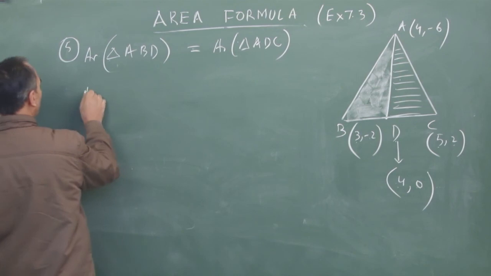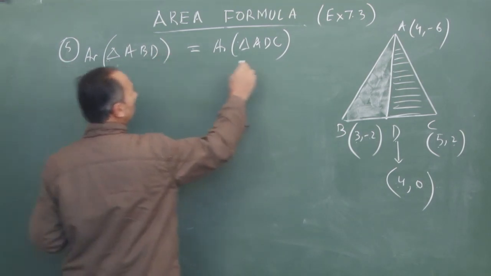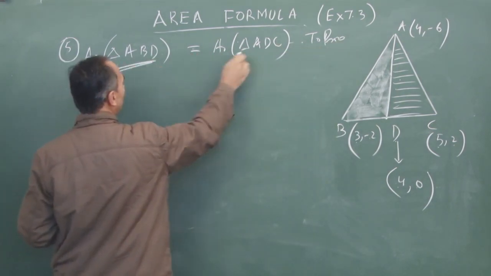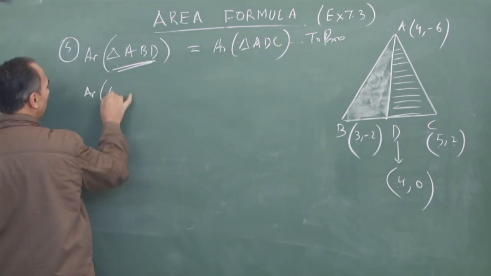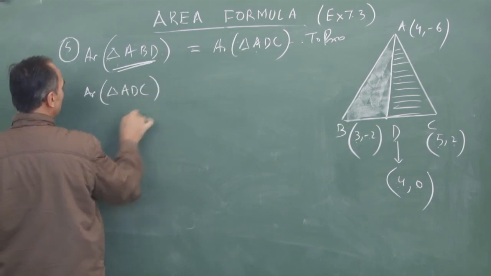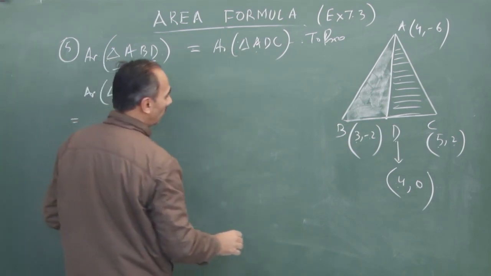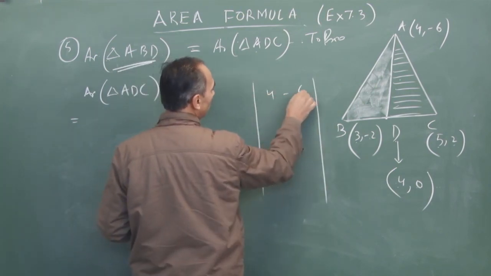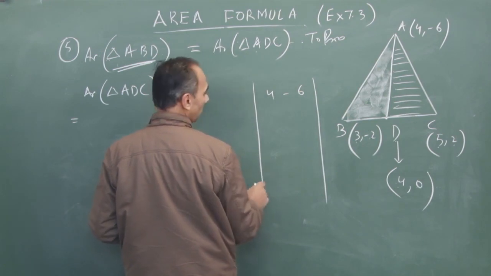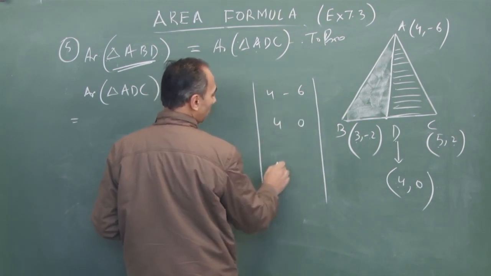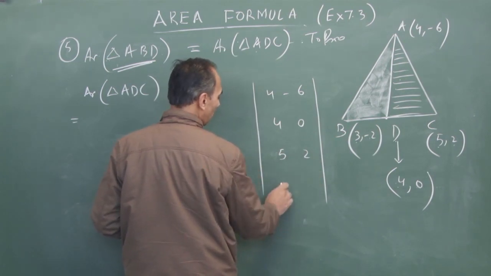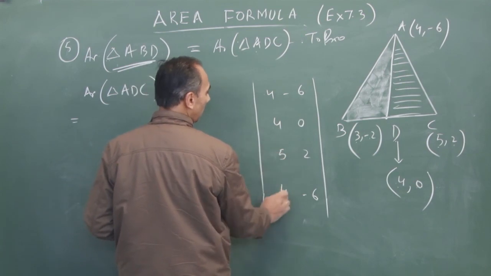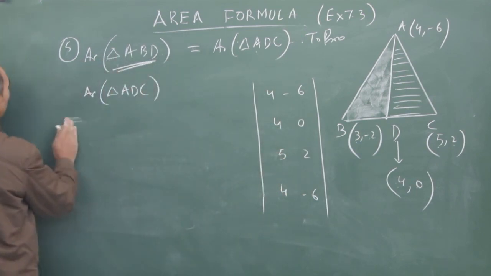Now the area of this triangle equal to this, you have to prove this. We are working on this. ABD we calculated, now we move on to ADC. Area of triangle ADC, same formula. So go to the coordinates of A, D and C. Coordinates of A 4, minus 6. Coordinates of D 4, 0. Coordinates of C 5, 2. Again, coordinates of A 4, minus 6. A, D, C, again coordinates of A. So the formula is 1/2.